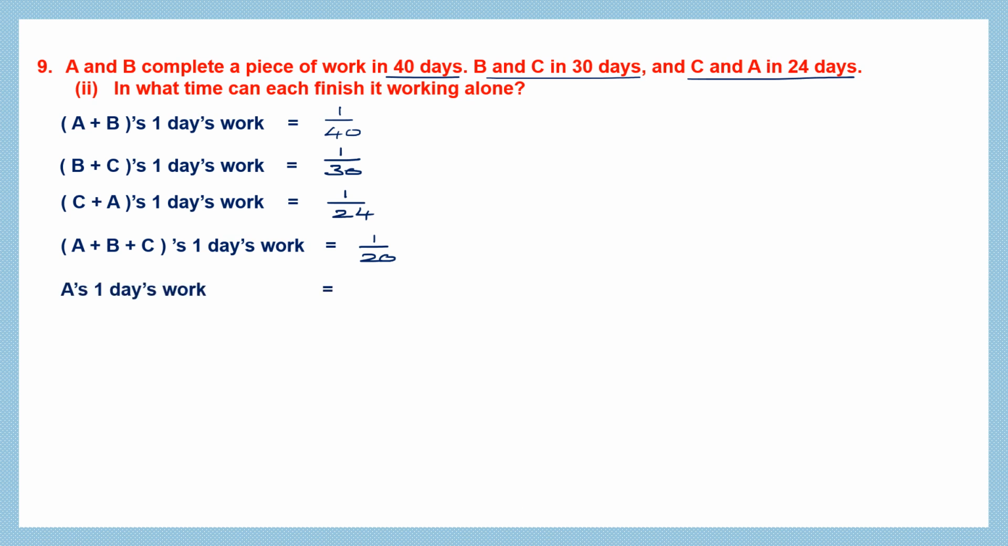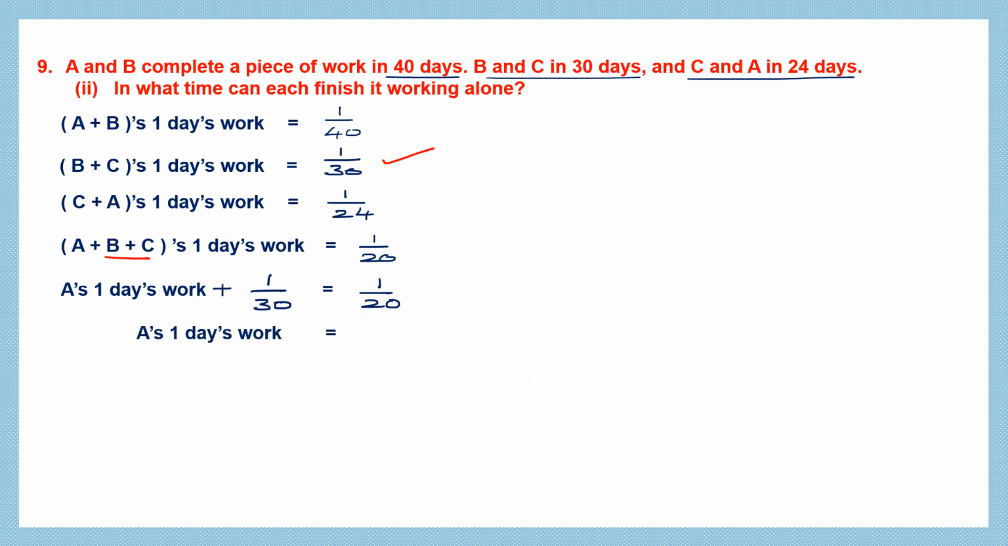So A's 1 day's work plus BC. Now let's see the work done by B and C, and that is 1 by 30. So that is 1 by 30 is equal to 1 by 20. So this is A's 1 day's work and this is B plus C's 1 day's work. Now to find A's 1 day's work, we move this 1 by 30 to the other side because it is addition, it changes to subtraction.